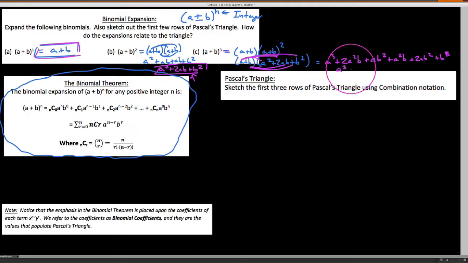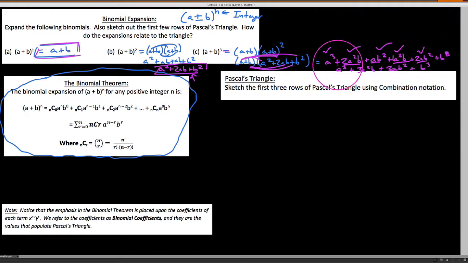Combining like terms, which is a super fabulous thing to have to do here, we get a cubed plus, now I've accounted for this, a squared b here and a squared b here. So two of these plus one more of those gives me 3a squared b. Then plus ab squared: we got one of them here and two of them here, so we get 3ab squared. And last but not least, I've just got b cubed.